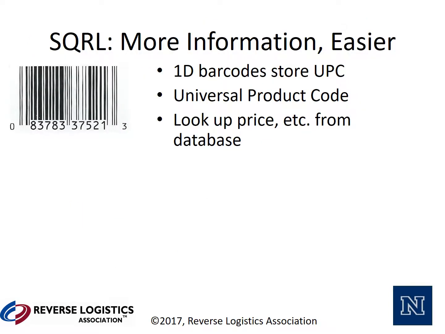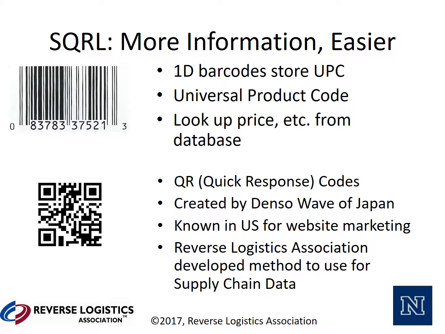The familiar one-dimensional barcode stores a UPC, or Universal Product Code. Scanning a UPC allows the company to look up the product in its database to find out pricing or other information. QR, or Quick Response Codes, were created by Denso Wave of Japan.